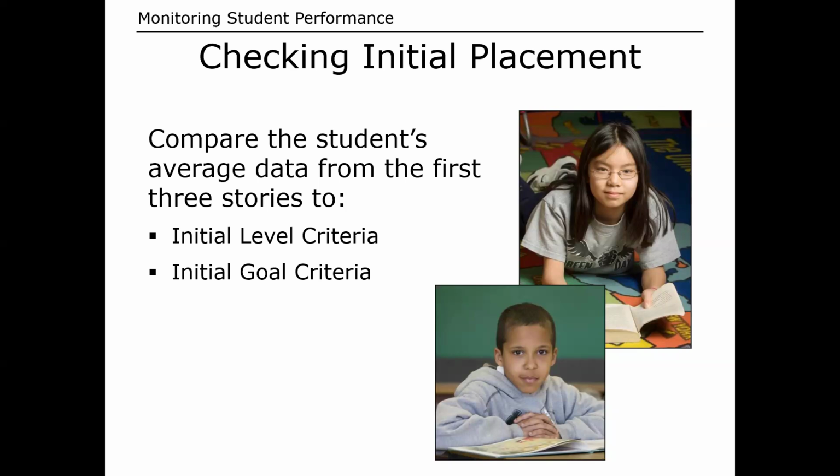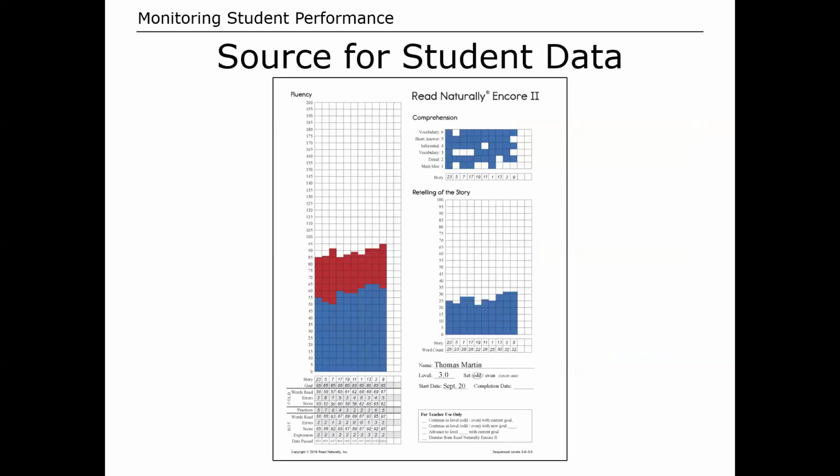Struggling readers are very inconsistent. And so placement day for initial placement is just one day. But checking initial placement is how they've been performing in the program for a little while after passing 3 stories. And so that data is much more stable, and you can make a better decision once you have all that information. The place that you find this data is on the fluency graph that the students fill in as they work through the program.